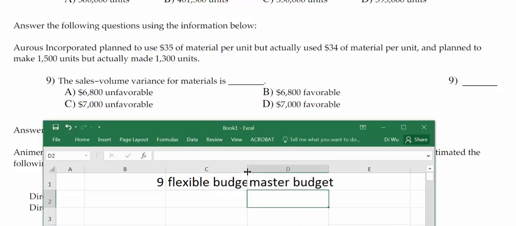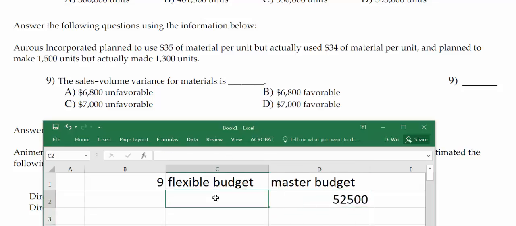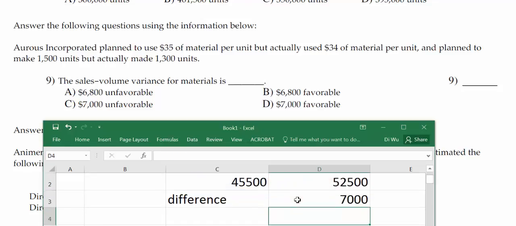For the master budget and flexible budget, you have to find the direct material costs. For the master budget, it's very simple. It's going to be $35 times 1,500, and we did that already. For the flexible budget, it's going to be 1,300 multiplied by 35 as well. Now the difference, I'll use absolute value, is 7,000. We have that value already.